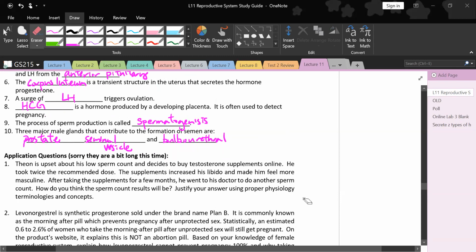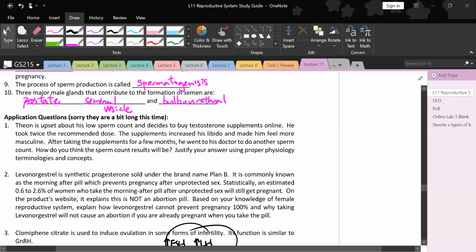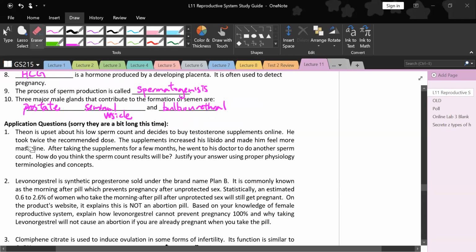All right, let's take a look at this situation here. Application question. Theon is upset about his low sperm count and decides to buy testosterone supplements online. He took twice the recommended dose. The supplements increase his libido and made him feel more masculine. After taking the supplements for a few months, he went to his doctor to do another sperm count. How do you think the sperm count results will be? Justify your answer using proper physiological terminologies and concepts.